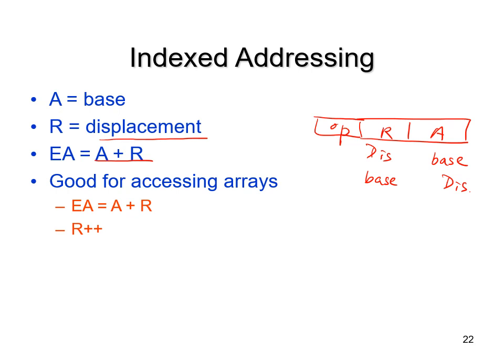This addressing is good for accessing arrays. For example, when you perform R++, you can just update R, that means update the displacement, and then you can easily access different positions in the memory.